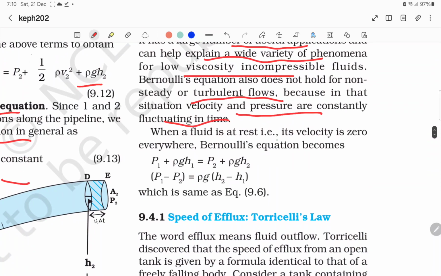When a fluid is at rest, its velocity is zero everywhere. Bernoulli's equation becomes this: P1 minus P2 is equal to rho G (H2 minus H1).